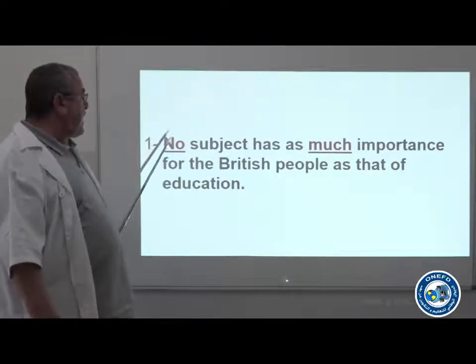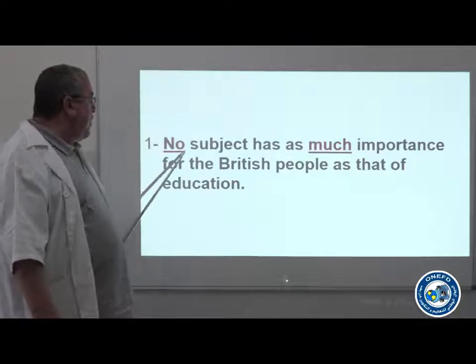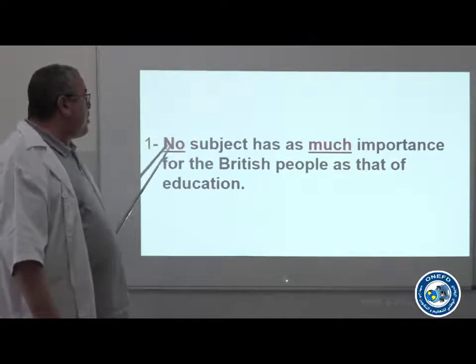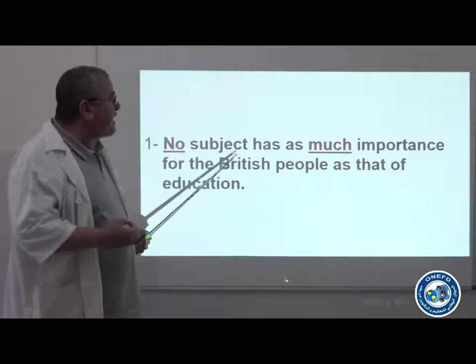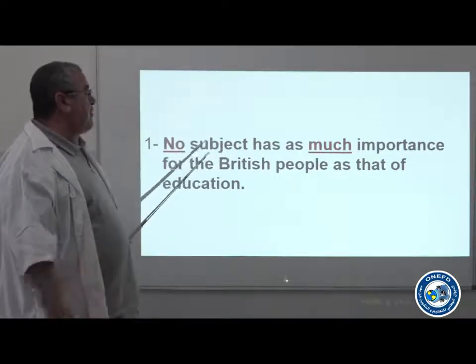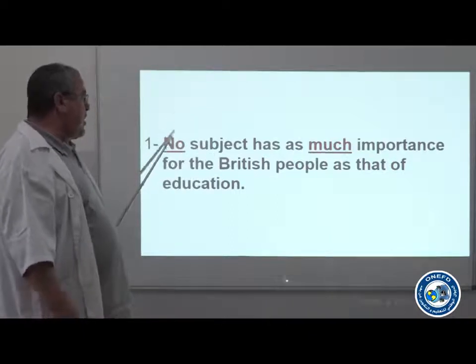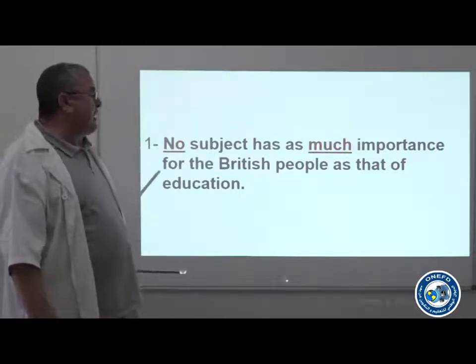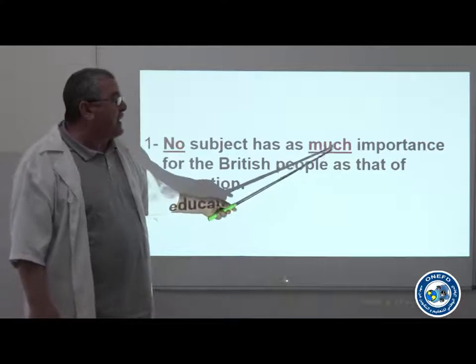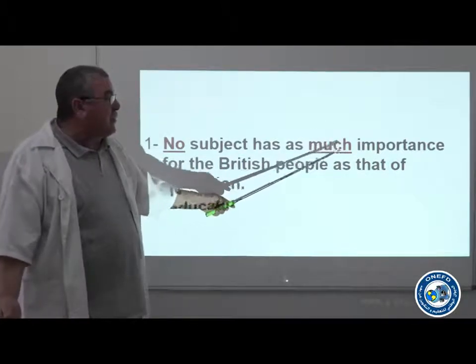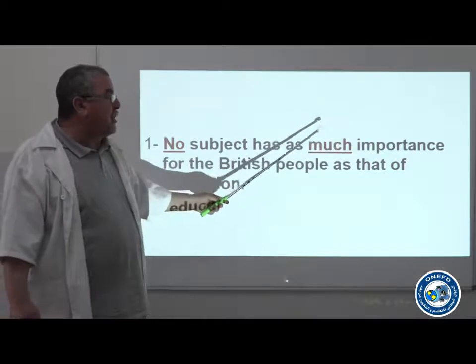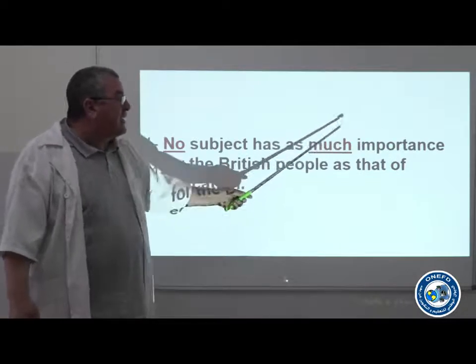So you see that no, what does no mean? It means simply the number of subjects: 0 subject. So no is a quantifier here. As for much importance, how much importance, a lot of importance, or a little importance.